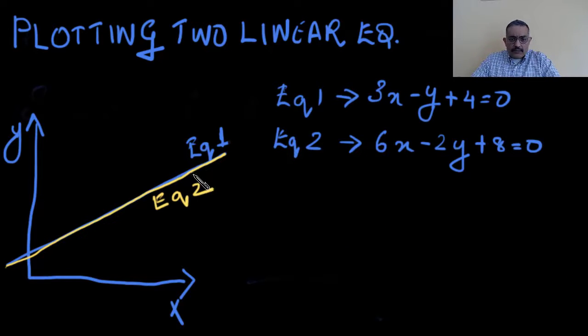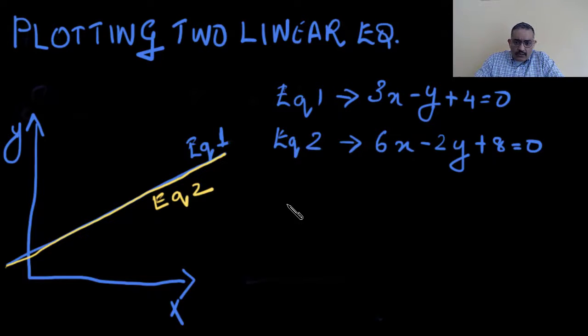Now let's take a look closely at option 1, where both lines are the same. Now I have two example equations right here. The first one is 3x minus y plus 4 equal to 0, and equation 2 is 6x minus 2y plus 8 equal to 0. Now on the first look, they look very different, but they are fundamentally the same equation.